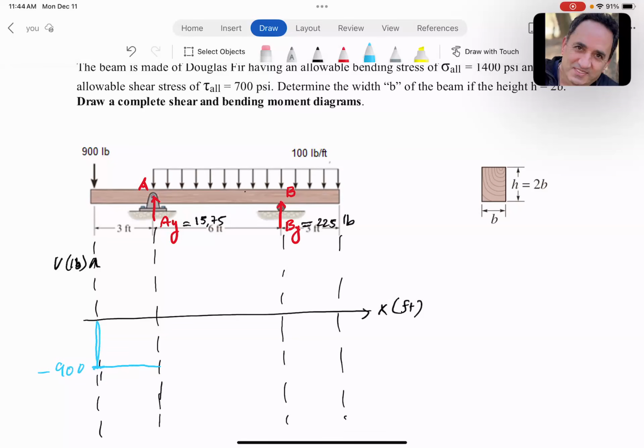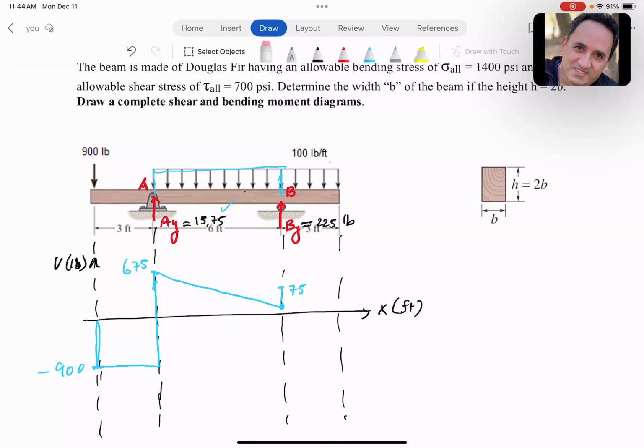Shear remains constant. Then you go up 1575, that should put you at 675. Of course, this is not to scale. Then you add the negative of this area to it, which is 600. So 675 minus 600 will put you at 75. We know that's going to be linear, because whenever you have a uniform distributed load, your shear changes linearly. So 75, you add 225 to it, that should bring you to 300.